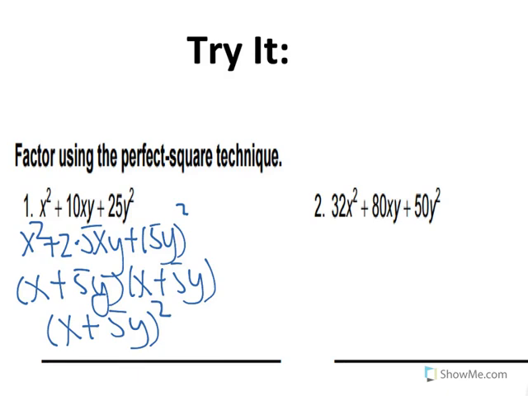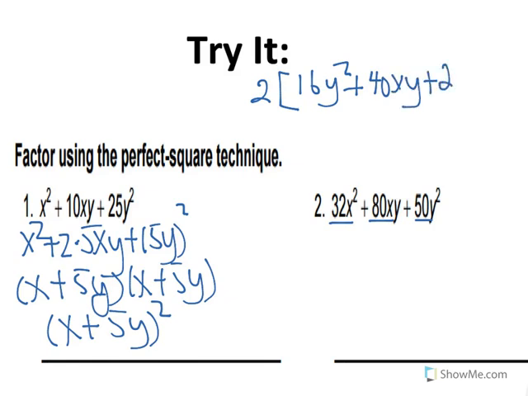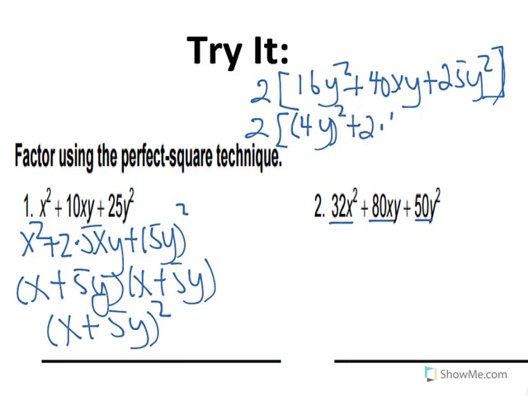Okay, so for number 2, if you look at 32, 80, and 50, they have a common factor of 2, so we can factor out 2. Then this gives us 16y squared plus 40xy plus 25y squared. So 16 is the same as 4y squared, this is 2 times 4 times 5xy, and 25 is 5 squared.